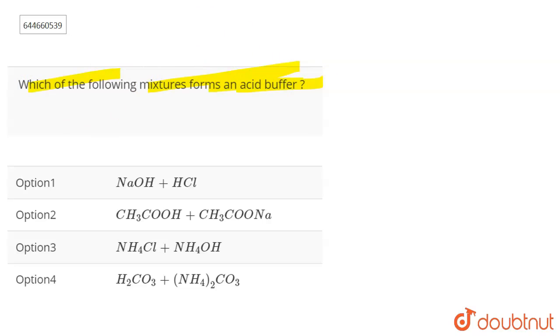The question is, which of the following mixtures form an acidic buffer? Now, buffer solutions are those which resist the change in pH whenever a small amount of an acid or a base is added to it. So, there are two types of buffer solution basically. One is the acidic buffer, the other is the basic buffer.